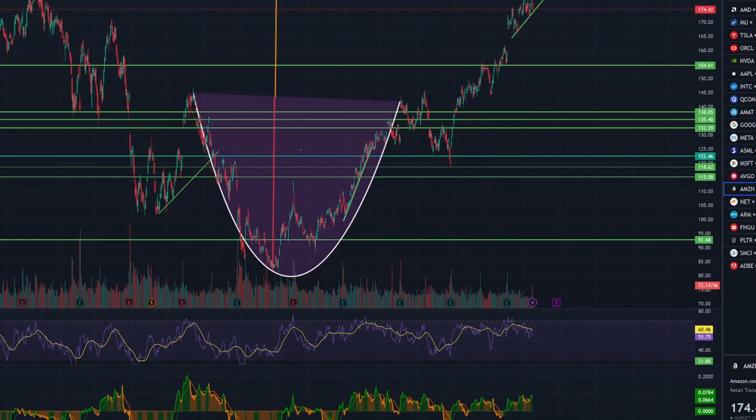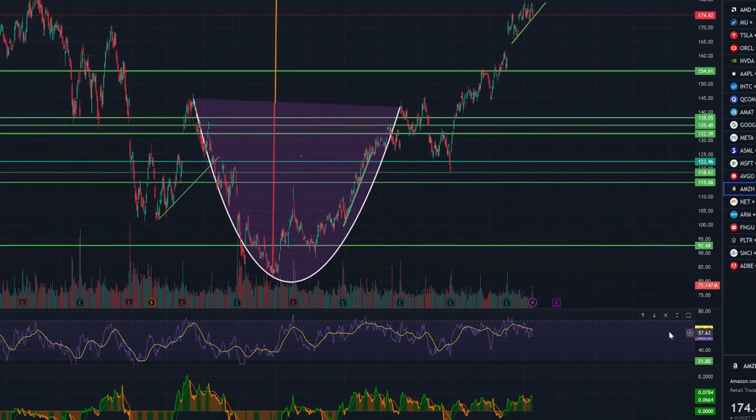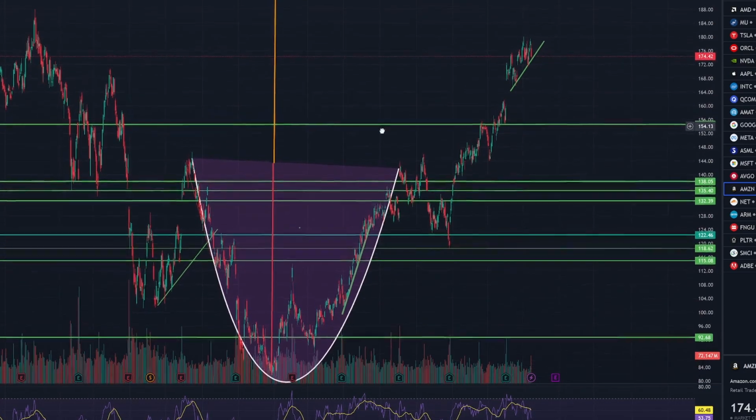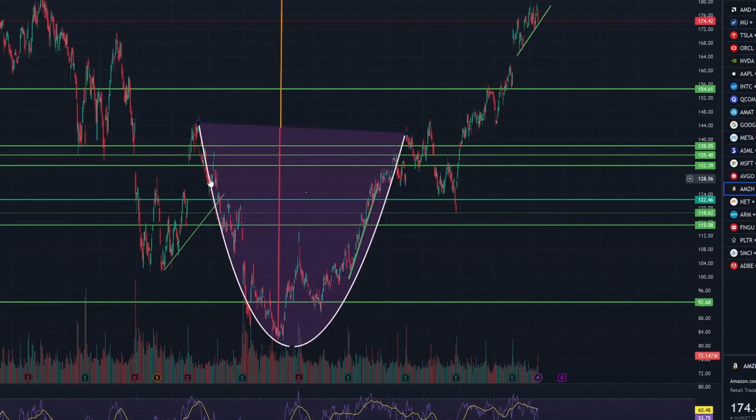Here's an active cup and handle pattern for Amazon. And if you look at this, let me just shrink this thing down so that you can see the full length out here. So this is a cup and handle pattern formed over a long period of time. And this is for Amazon. This was the lowest point.